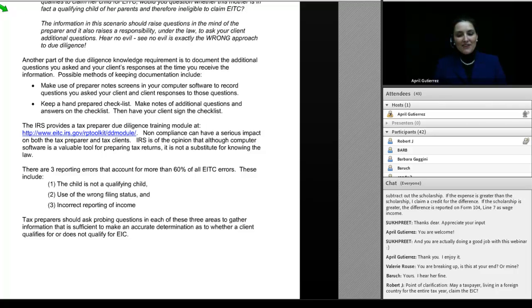Another part of due diligence is the knowledge requirement. The knowledge requirement is to document additional questions you asked and your client's responses at the time you received the information. So we have the due diligence checklist. You go through and you answer all the questions. But maybe your mind got going a little and you started to ask other questions that are not on the form. IRS says you should keep a written record of those.